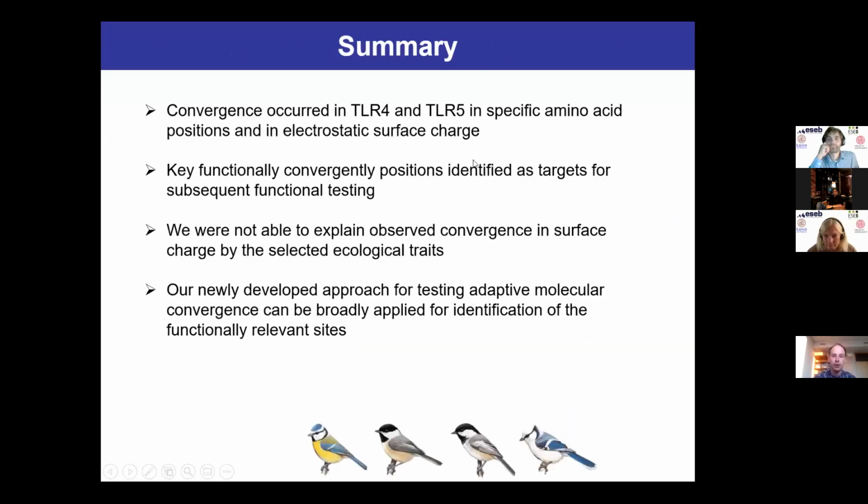To put it all in a nutshell, in our study, we identified that convergence occurs in TLR4 and TLR5 at specific amino acid positions, and also in electrostatic surface charge. We identified some potentially convergently evolving sites that could be good candidates for further testing. As Adrian said, this is very important. And we were not able to explain any observed convergence in surface charge by the selected ecological traits. However, our newly developed approach can be quite widely applicable for testing molecular convergence, which is adaptive, in any protein coding data.